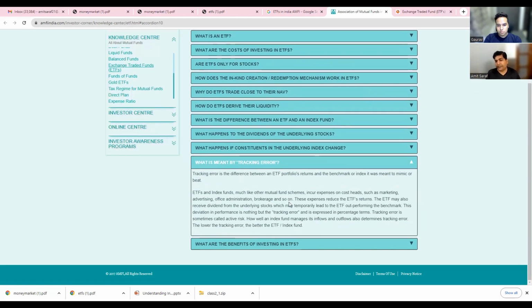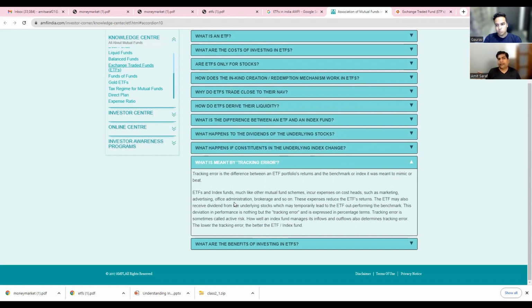Tracking error is the difference between the ETF's portfolio returns and the benchmark or index it was meant to mimic or beat. So tracking error is basically that you cannot track it 100%. You are trying to mimic, let's say, Nifty 50. A Nifty ETF is trying to mimic the Nifty 50 index. But at the same time, it is not 100% possible, because the index is calculated with a methodology. The market is trading throughout the day. Can we buy at the exact prices through which the index is calculated?